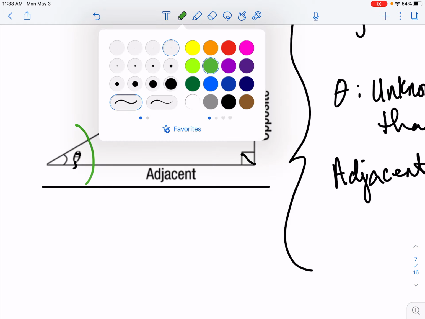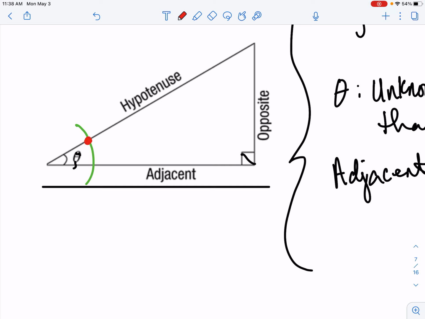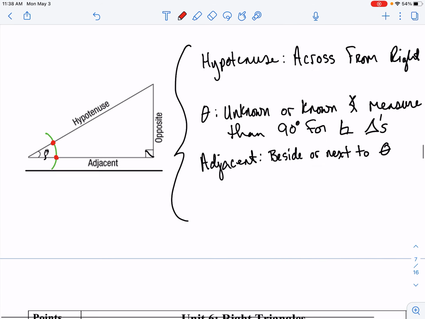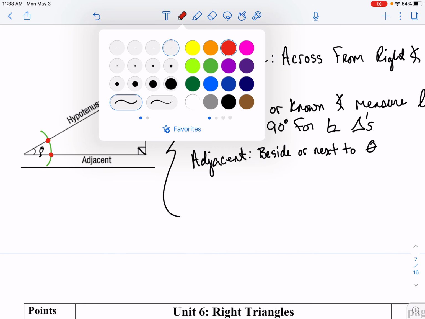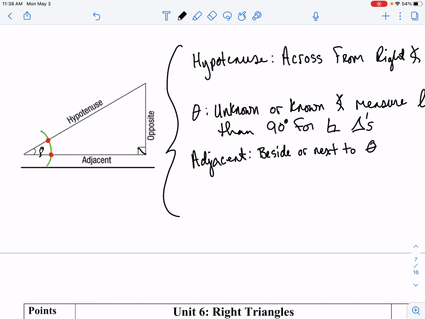From here, if you notice, my trap is going to touch two sides of the triangle. The two sides it touches will always be the hypotenuse and the adjacent. Because we always label the hypotenuse first, there's no reason for us to confuse it with the adjacent side. So extremely important. The adjacent side is the side that is beside or next to theta, and in parentheses, the trap touches.